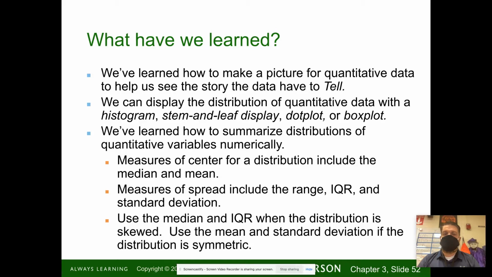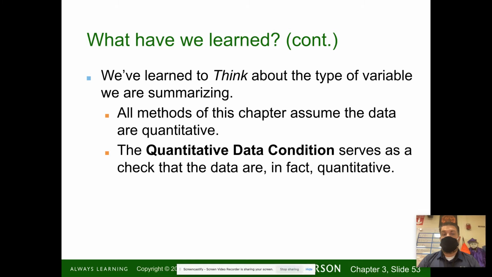What did we learn? We learned that there are different ways to measure the center of a distribution. All right. We learned that you can display this data through a histogram, stem and leaf plot, a dot plot, box plot. You can summarize the distribution with different values, such as the range, the IQR, and standard deviation. We know that the median and the IQR are used when the distribution can be skewed. Use the mean and standard deviation when the distribution appears to be symmetric. Okay. We learned to think about the type of variable that we're summarizing, and that's basically it.